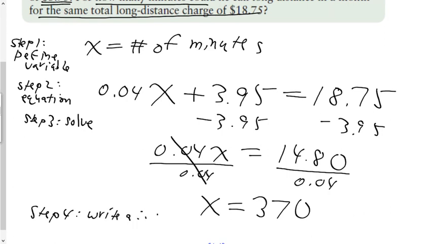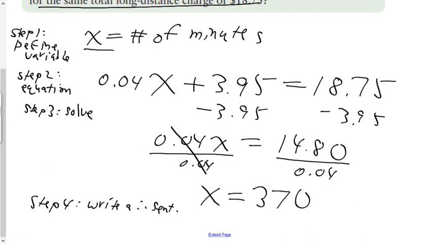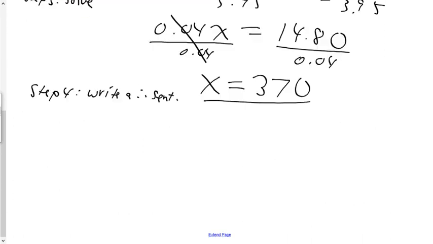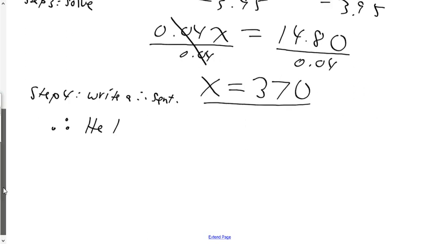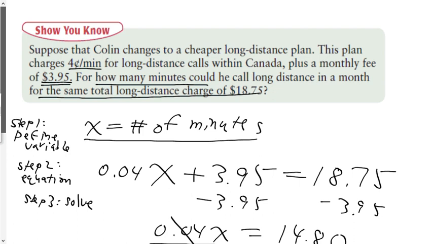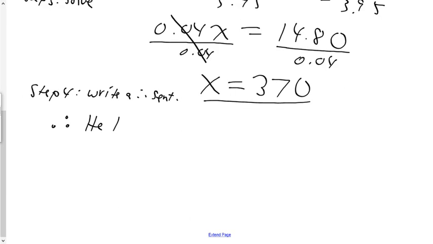A therefore sentence. So I now know, since x is the number of minutes and I've solved for it, my sentence will be: therefore he talked. Is it he or she? Colin is a he, could be a she. He, they, she. He talked for 370 minutes.